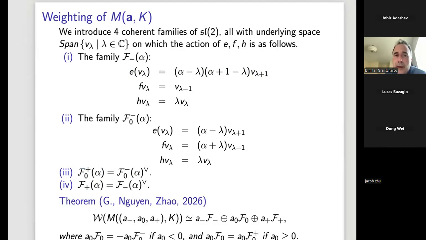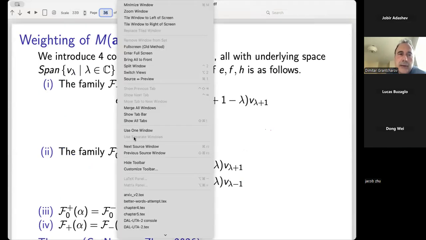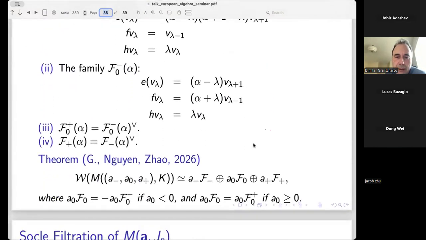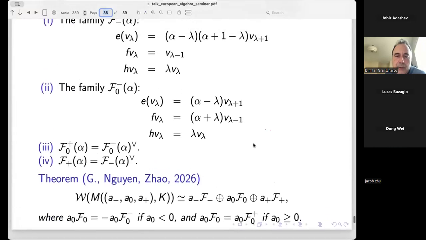So once you have this, the best result is kind of here. So here is the result. So the weighting functor, you see how nice the parameterization of this module comes. A minus, A0, A plus, they come as multiplicities of the corresponding families. So in a way, that is one reason to parameterize our module with these A's.